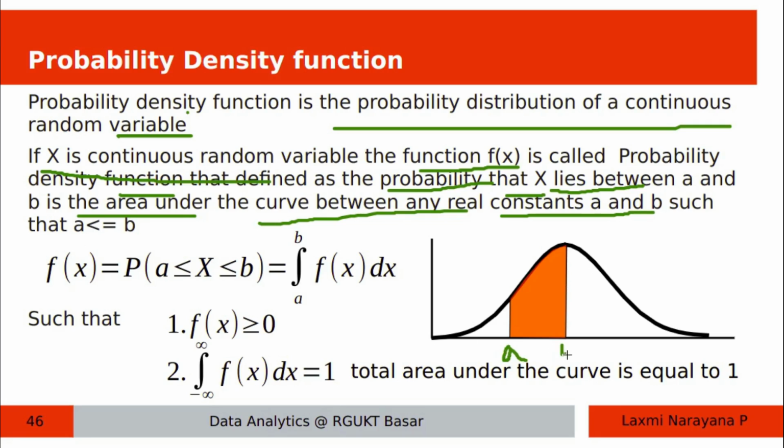This is a, this is b. If this is the random variable, this is f of x. This f of x can be mathematically represented like this: probability between these 2 points a and b, this colored region. This can be obtained by the definite integral from a to b of this function, and it has to satisfy these two properties. For any x value between a and b it should be positive, and the total area under that curve is equal to 1.